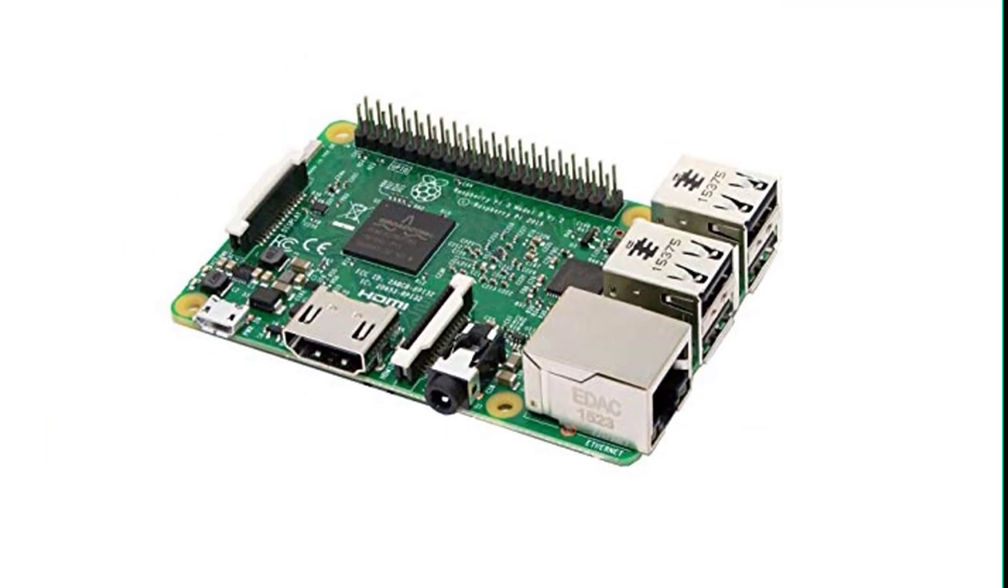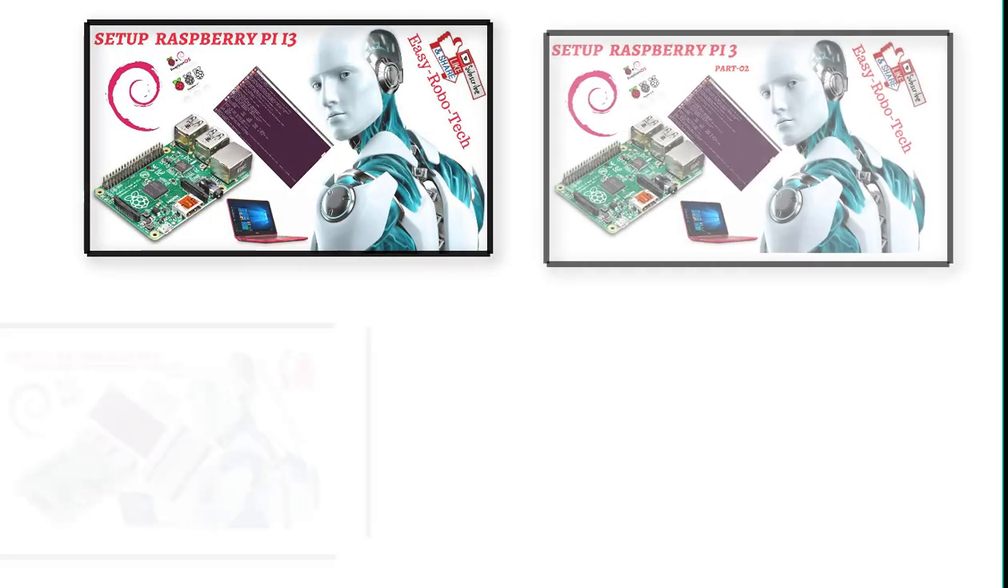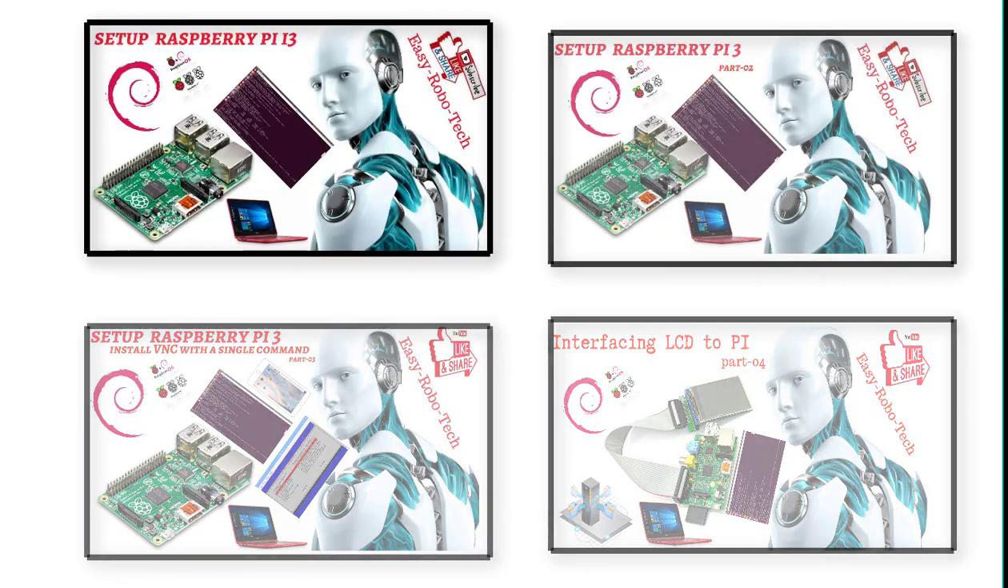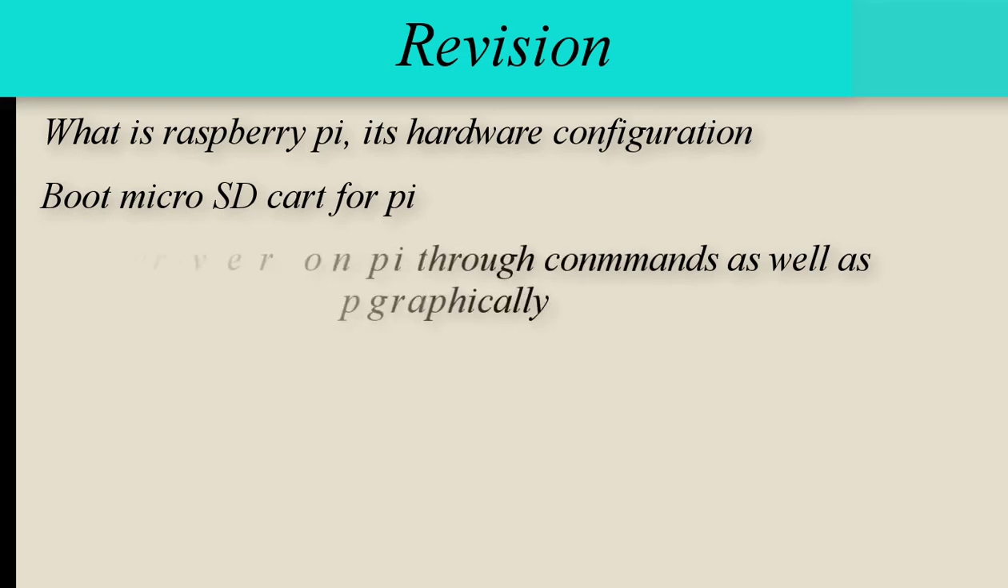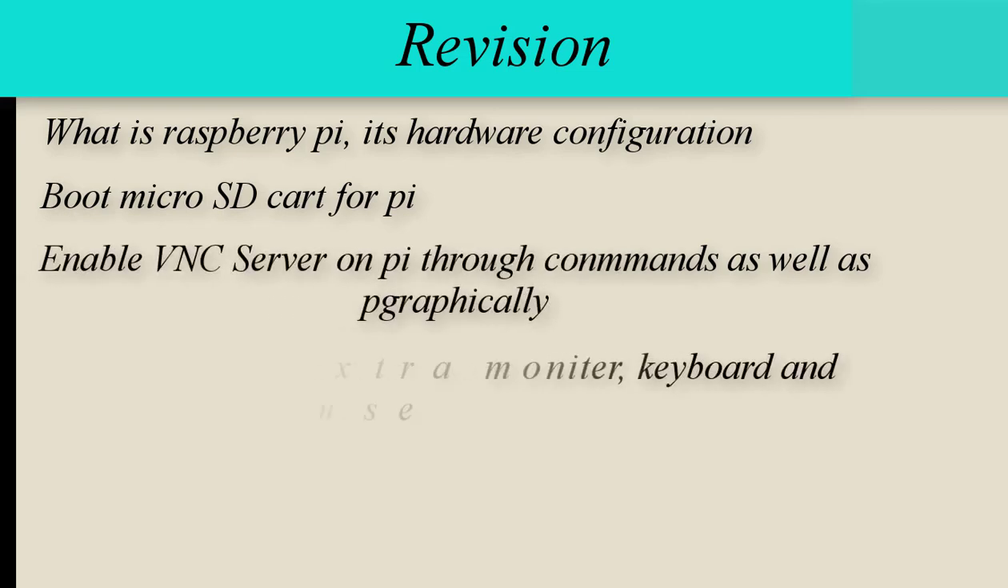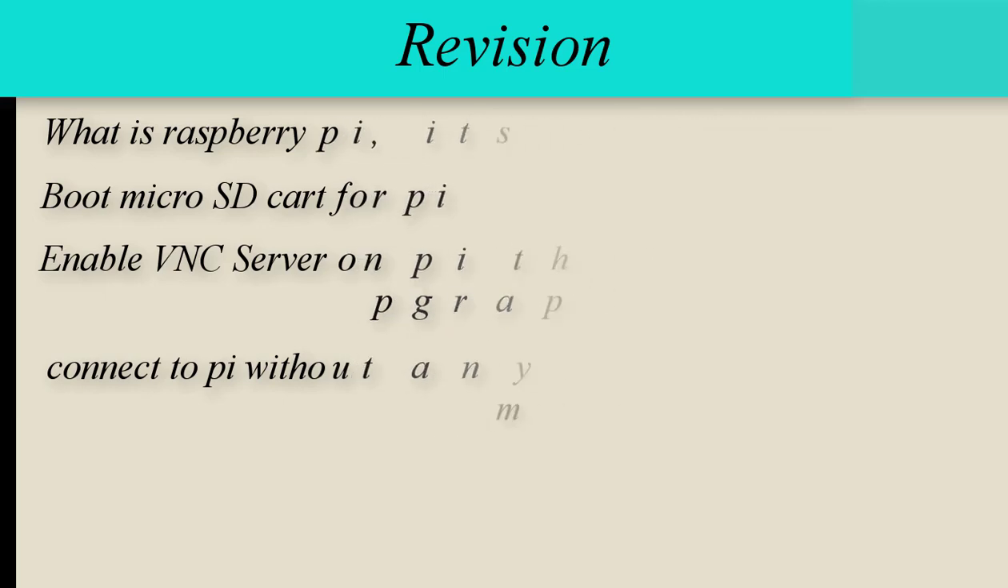I am currently working on Raspberry Pi 3 model motherboard. This is the fourth video in the Raspberry Pi 3 series. If you are new to the Raspberry Pi, I will recommend you to watch my previous videos for more details about Raspberry Pi. Once we recall all the information from last 3 videos, we see what is Raspberry Pi, its hardware configuration, booting micro SD card for Pi, enable VNC server in Pi, and finally we make connection from Pi through VNC viewer without any extra monitor, keyboard and mouse.